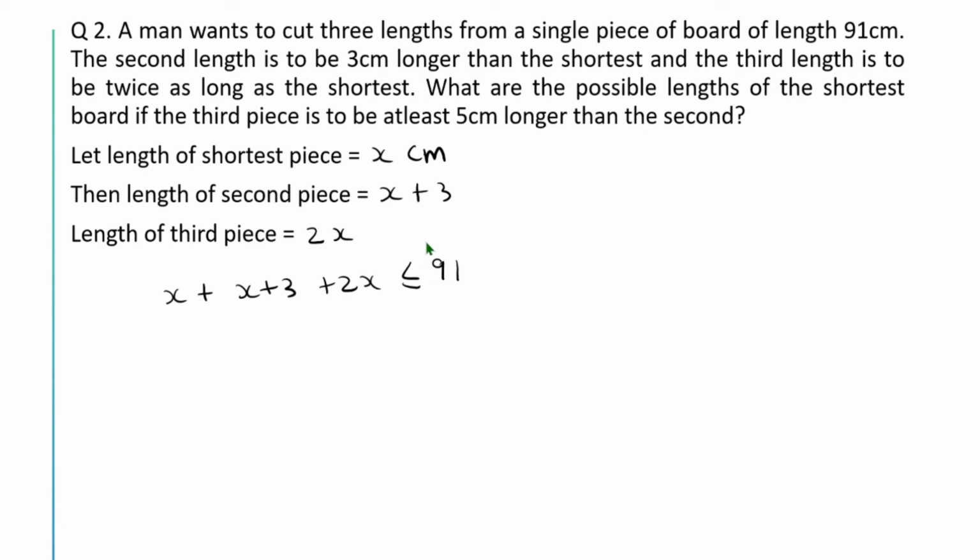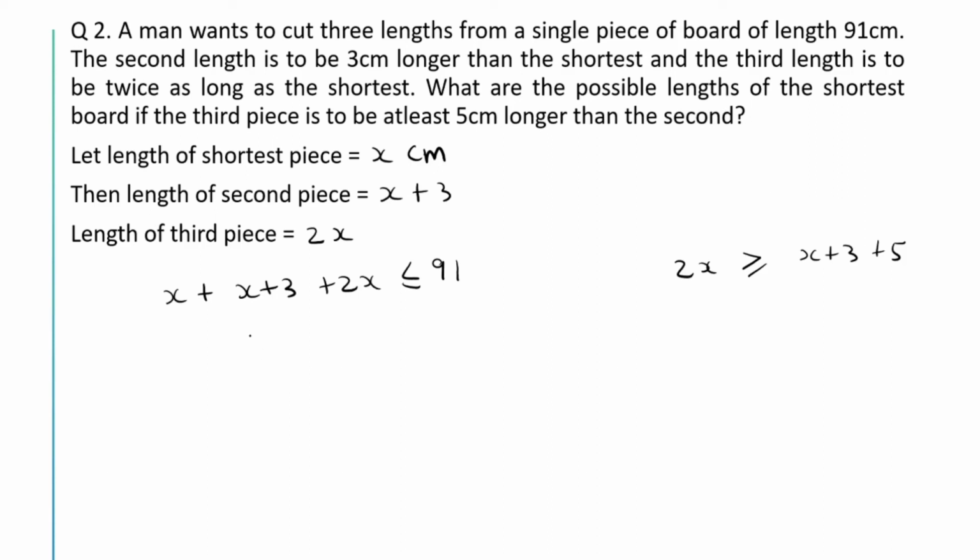And they have also said the third piece is to be at least 5 centimeters longer than the second. That is, this is the third piece. This should be at least 5 centimeters longer than the second. At least means we have to use the symbol greater than or equal to. So 2x greater than or equal to x plus 3 plus 5. The length of the second piece we have taken is x plus 3, so it should be at least 5 centimeters longer than the second. That is 2x greater than or equal to x plus 3 plus 5.